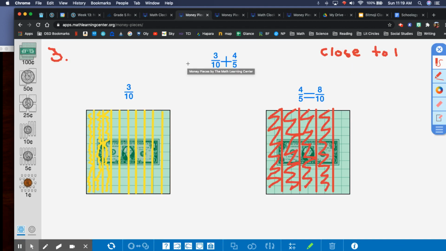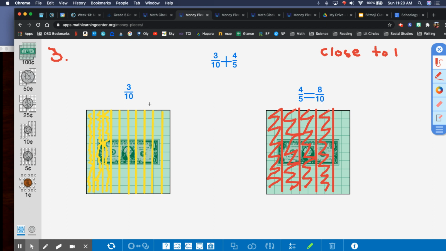All right, number 3, money pieces. What I have here is 3/10 plus 4/5. I have $1 over here out of hundredths, and I have my other dollar over here out of fifths, or we could also say tenths. So I have a tenth and a tenth. The goal is to make our denominators the same. So 4/5 is the same as 8/10 after I shade it in.